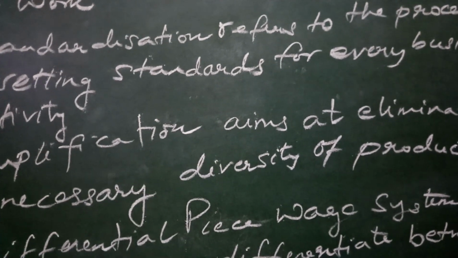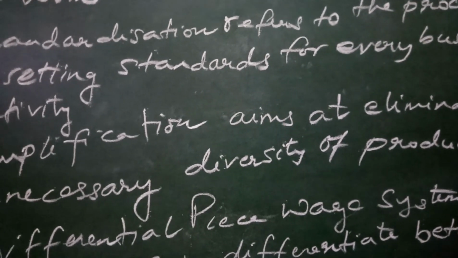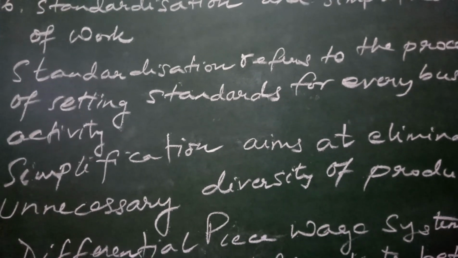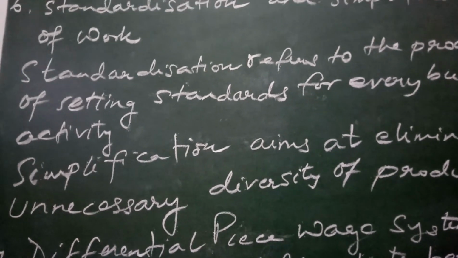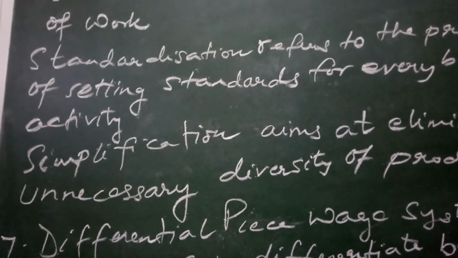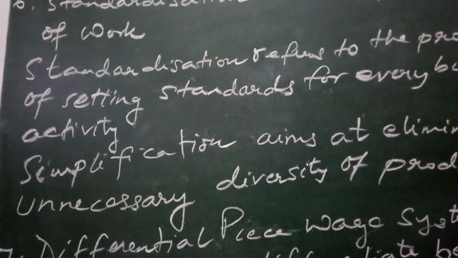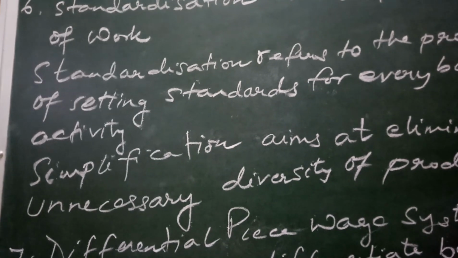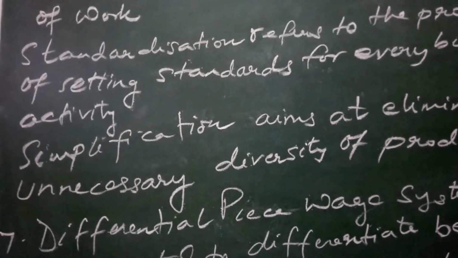This can be done through work study techniques, which include time study, motion study, fatigue study, and method study. The objective of standardization is to reduce a given line or product to fixed types, size, or characteristics, to establish interchangeability of manufactured parts and products, to establish standards of excellence and quality in materials, and to establish performance standards of men and machines. Now, the aim of simplification is to eliminate unnecessary diversity of products, size, and types.